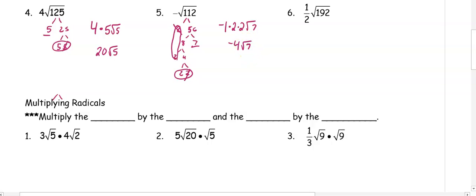Our last one is 1/2 root 192. So 192, we can divide that into 2 and 96.